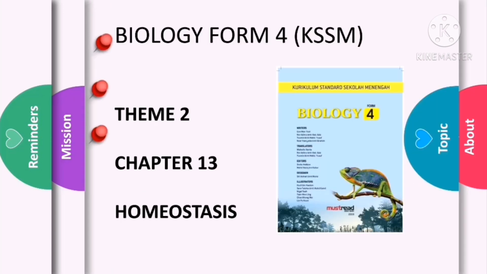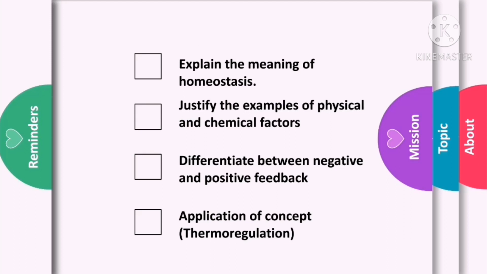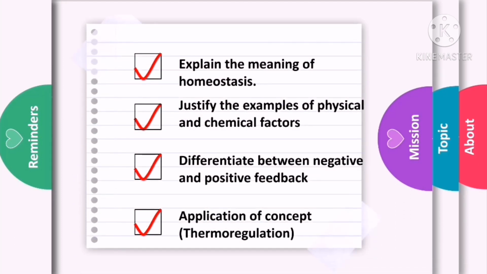For today, we will focus on Theme 2, Chapter 13, which is Homeostasis. At the end of this class, you will be able to explain the meaning of homeostasis, justify the example of physical and chemical factors, differentiate between negative and positive feedback, and the last one, you will be able to understand the application of the concept of homeostasis, which is thermoregulation.